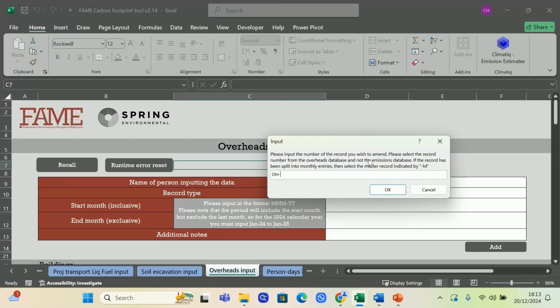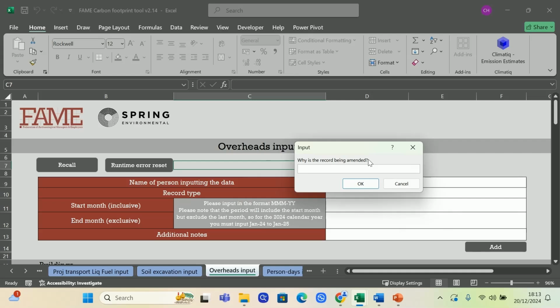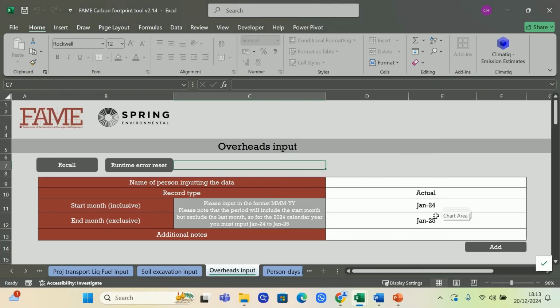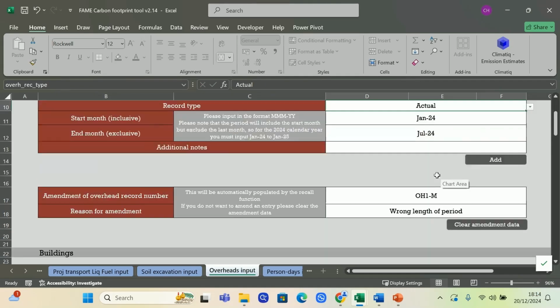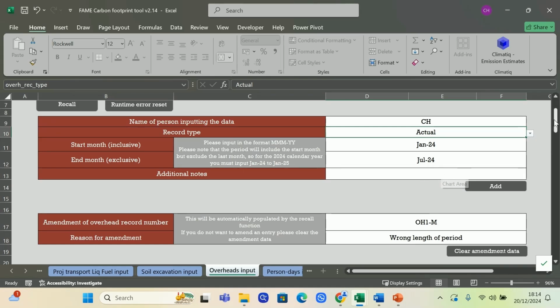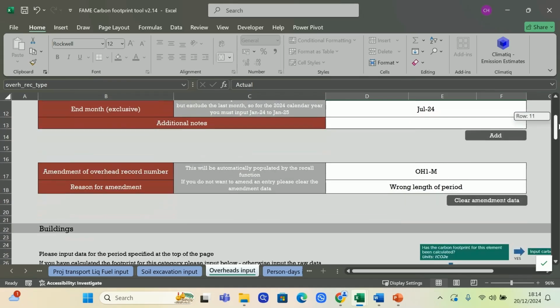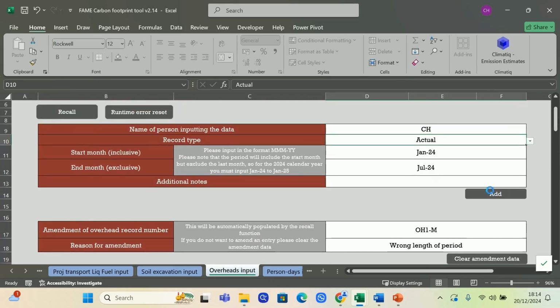So OH1M. Why is it being amended? Let's just say wrong length of period. And let's say that we want to actually do it just for half a year. So July 24, let's put my name, and add it back in.